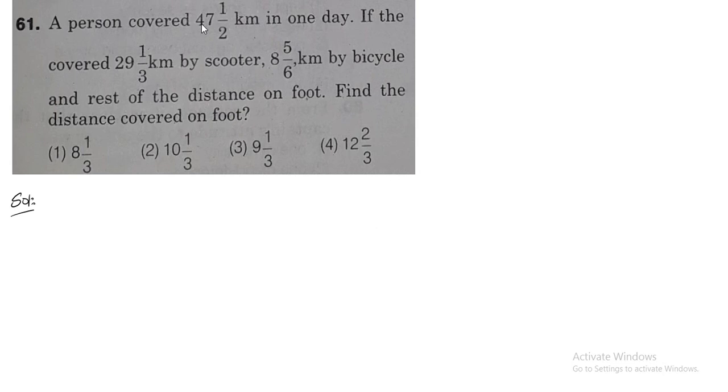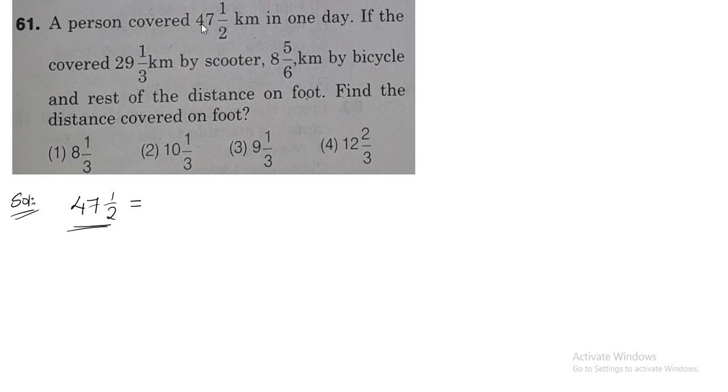Next, moving on to question number 61. Now look at this question. This question is related to fractions. A person covered 47.5 kilometers in one day. If he covered 29 1/3 kilometers by scooter, 8 5/6 kilometers by bicycle, and the rest of the distance on foot, find the distance covered on foot. Now the total distance is 47.5 kilometers he traveled, and this total distance will be equal to the distance covered by scooter plus the distance covered by bicycle plus the distance covered on foot, right?